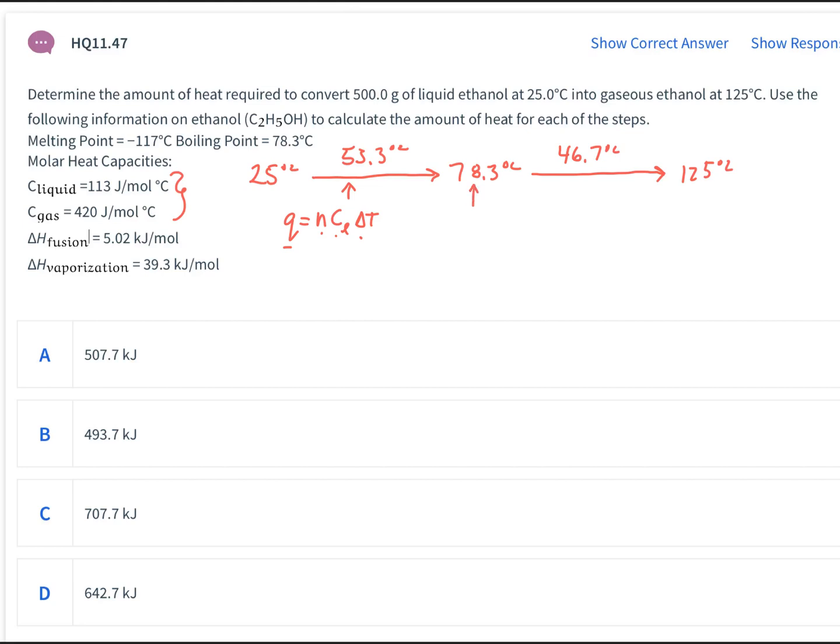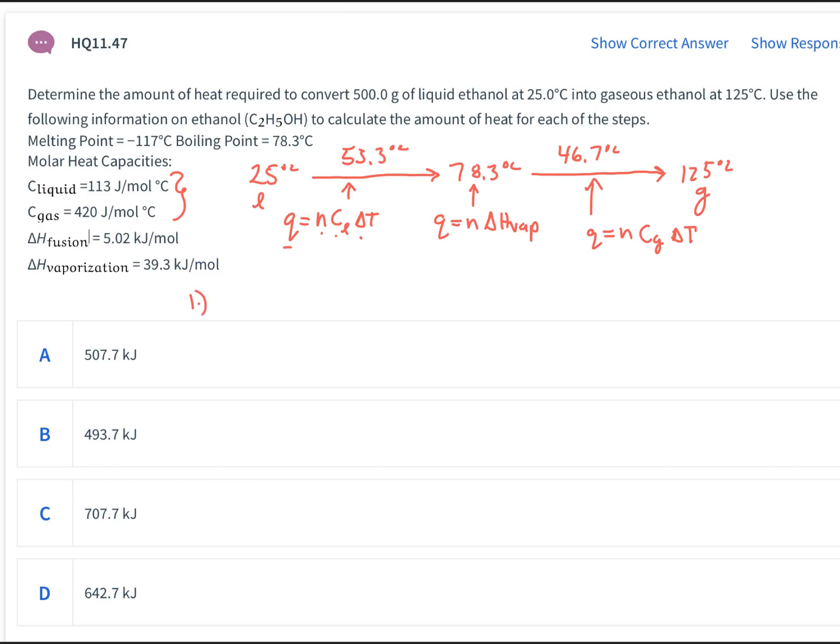Next, I need to find the energy for the phase change. I need to go from liquid ethanol to ethanol that's a gas. So that calculation is Q equals the number of moles times the delta H of vaporization. Now that I've gone through that phase change, my last calculation is back to Q equals number of moles times now the specific heat of the gas times the last change in temperature. So three separate calculations that we have to do.